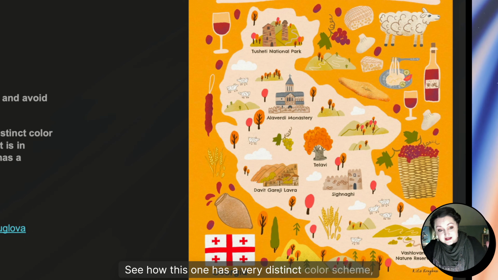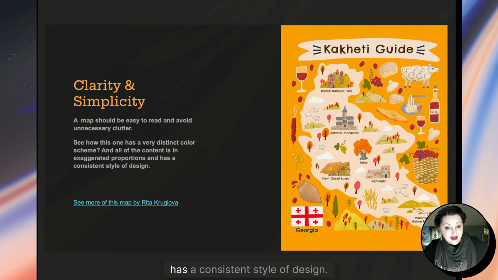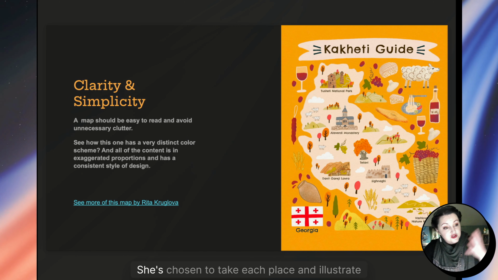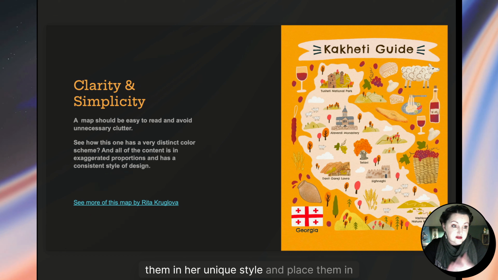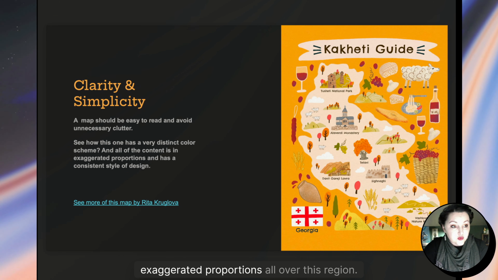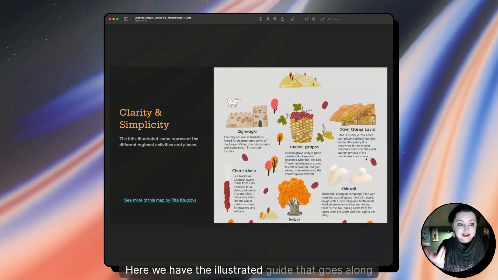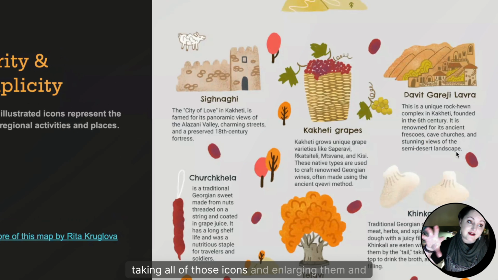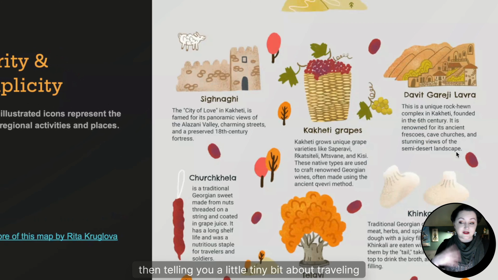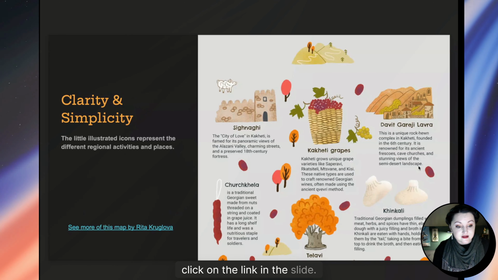See how this one has a very distinct color scheme? All of the content is in exaggerated proportions and has a consistent style of design. She's chosen to take each place and illustrate them in her unique style and place them in exaggerated proportions all over this region. Here we have the illustrated guide that goes along with this map, taking all of those icons and enlarging them and then telling you a little tiny bit about traveling to this place. If you would like to see more of this project, click on the link in the slide.